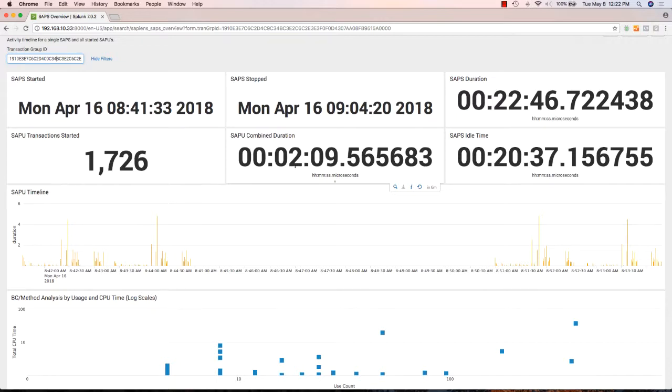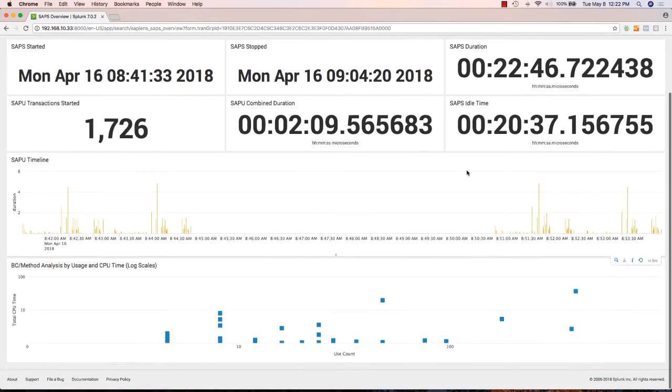Their combined duration was 2 minutes and 9 seconds. So the session was idle for about 20 minutes of its life. No big deal, but just something to keep our eye on.